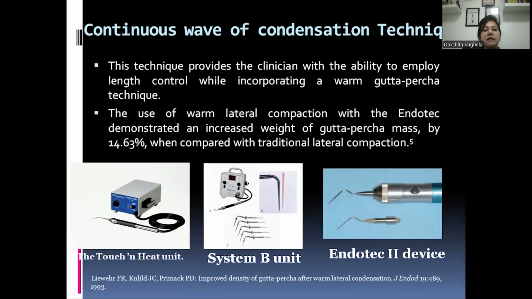So this technique provides the clinician with the ability to employ length control while incorporating a warm guttapercha technique. So there is length control also. The use of warm vertical compaction, lateral compaction with the Endotech demonstrated an increased weight of guttapercha mass by 14.63% when compared with traditional lateral compaction. So basically continuous wave will not have vertical pressure. The GPs are condensed laterally.